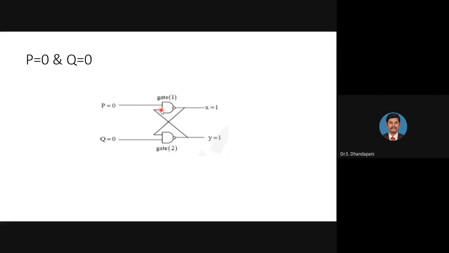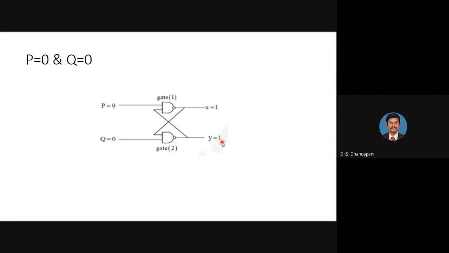Already we have seen for the NAND gate, if one input is 0, there is no need to check the other input. The output will be 1. So this is the first NAND gate. P equal to 0 means output equal to 1. Similarly, for the second NAND gate, Q equal to 0 means output equal to 1.